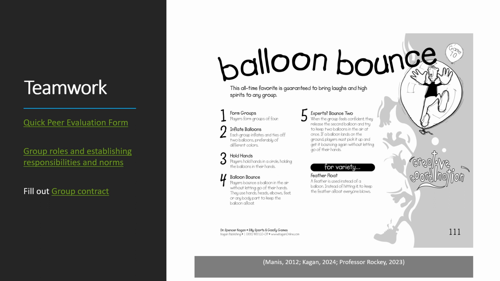After they've done that, they can get to know each other and then fill out the peer and self-evaluation form, and then we can assign the roles that are best matched with each person. And finally, they will fill out a group contract with norms and responsibilities.